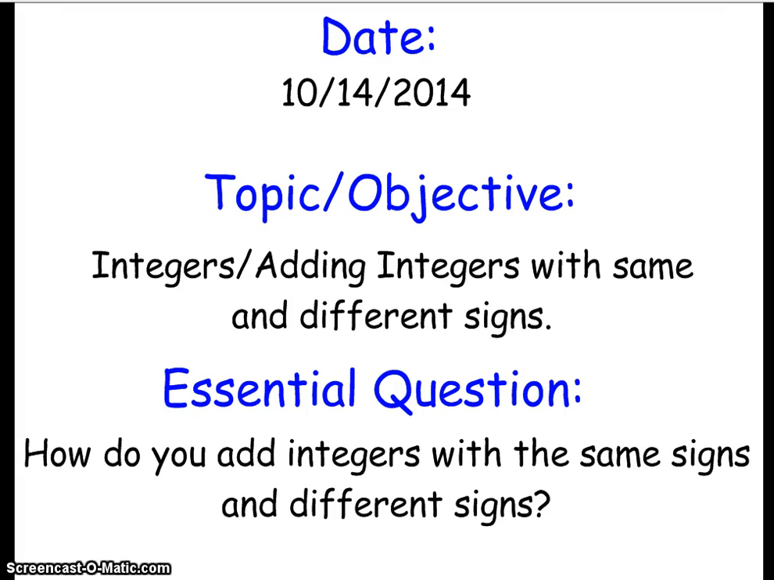Please make sure you have your Cornell Note template set up and complete your heading. Today's date is October 14th, 2014.